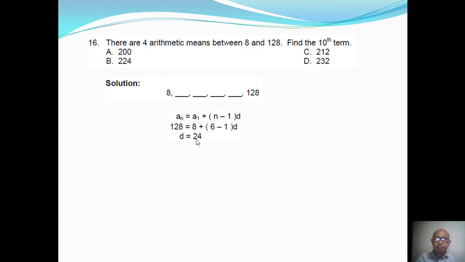So, we can now solve for the 10th term using the same formula. So, we have the n-th term is equal to a1 plus n minus 1 times d. So, we have now the 10th term equal to the first term plus 10 minus 1 times d, which is 24, and it will give us 224.